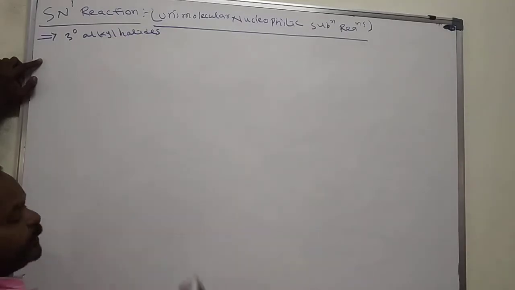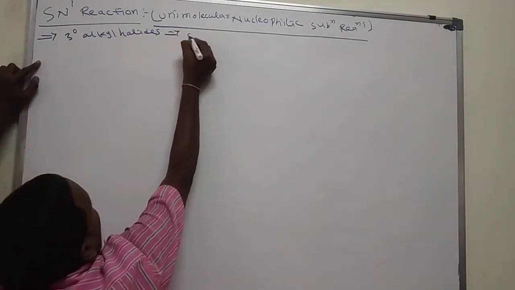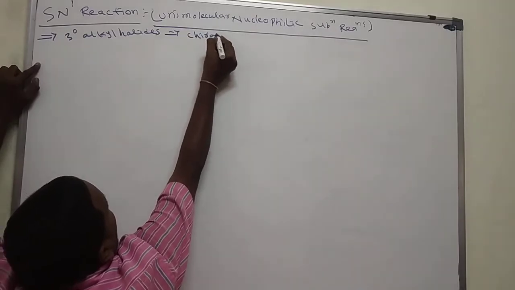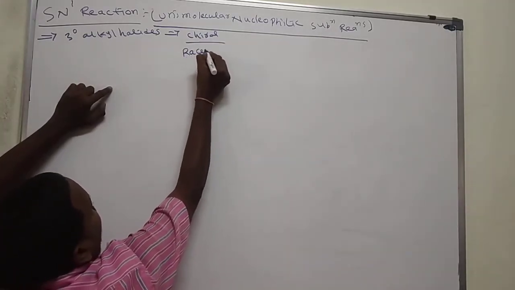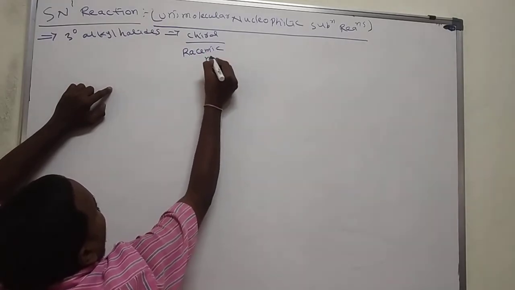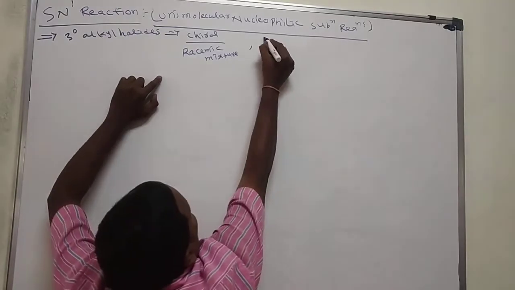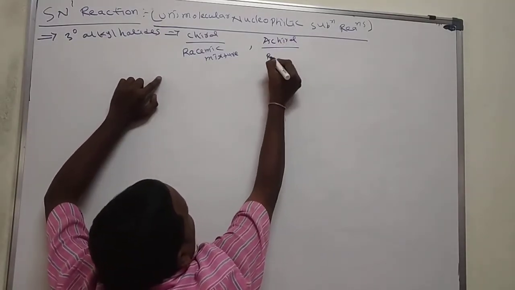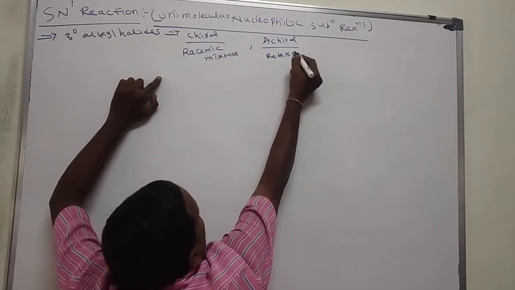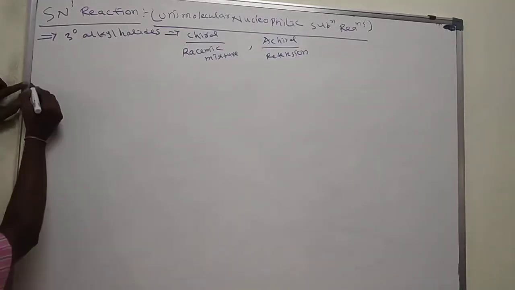Mainly observed in tertiary alkyl halide. Here, if you use a chiral tertiary alkyl halide, we'll get the product as a racemic mixture. If you take a chiral tertiary alkyl halide, we get the retention product. This is the first point.